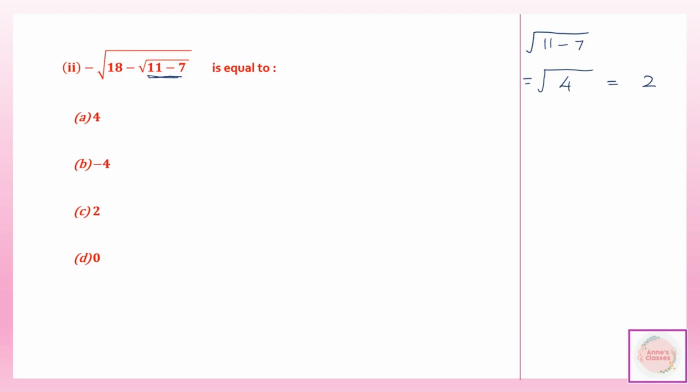So we've got the first step here. So this one we can now write as the square root of 18 minus, instead of the square root of 11 minus 7 we found our answer as 2. We can write 18 minus 2. Now 18 minus 2 is how much? 16. And what is the square root of 16? What is the number which when multiplied by itself will give us 16? That is 4. So this is 4 and the sign is minus. Minus 4, which is option B.